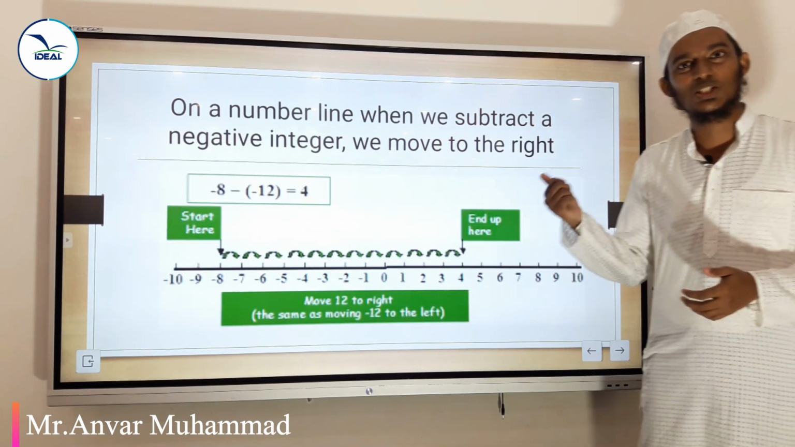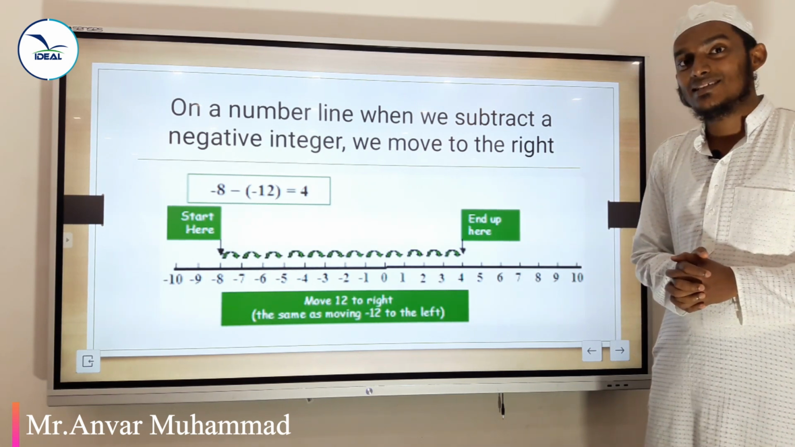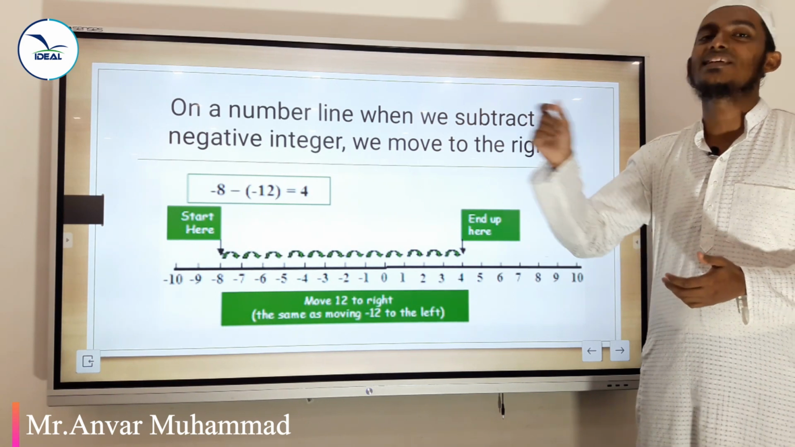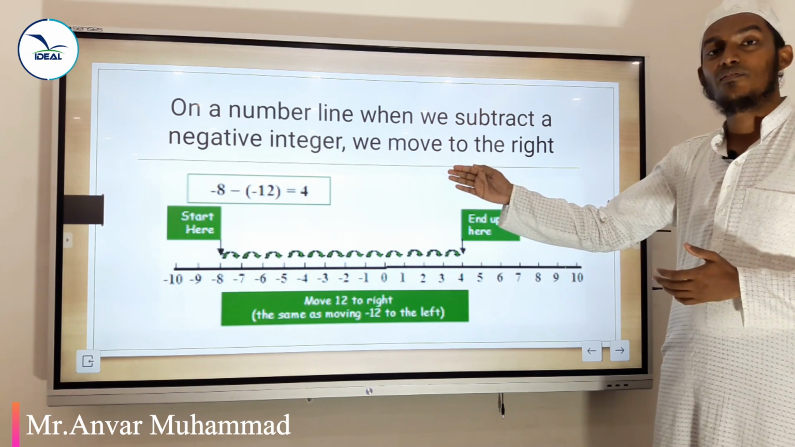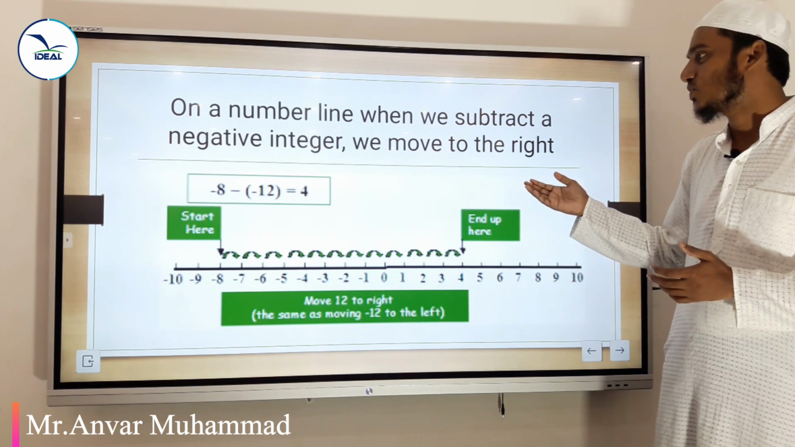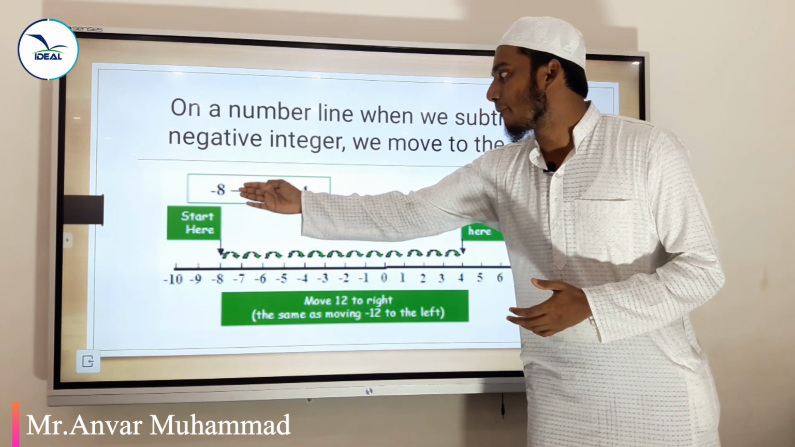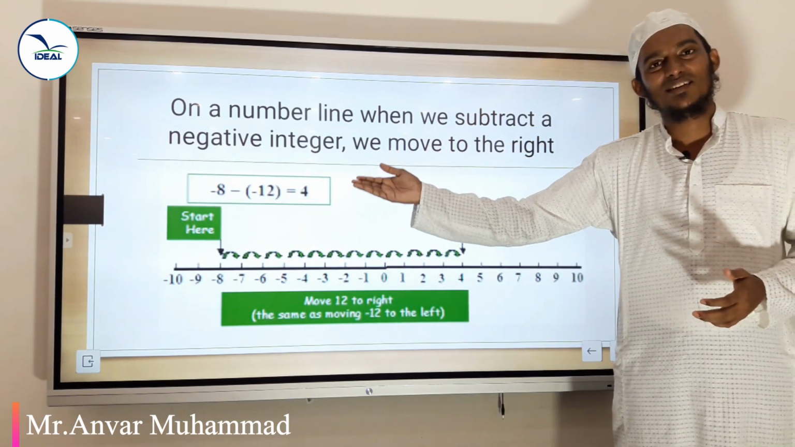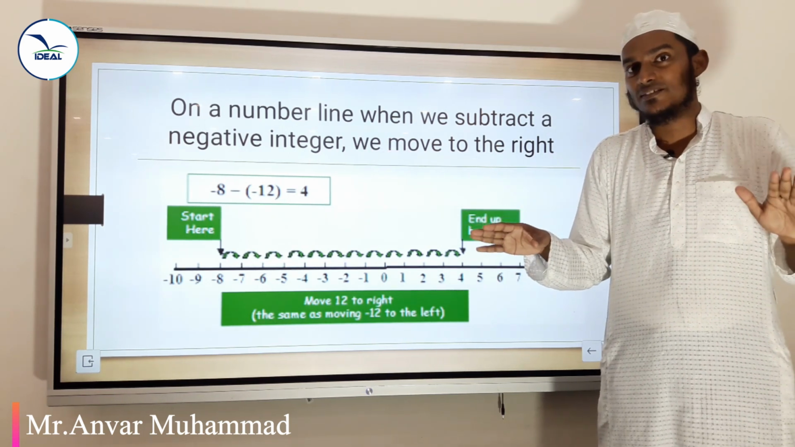Next one. What happens on a number line when we subtract a negative integer? See the difference. Subtract a negative integer. You got it? You got the difference? Here we should, yes, move to the right. So we are now here, it is minus 8 minus 12. We don't bother about the first number, whether it is positive or negative.